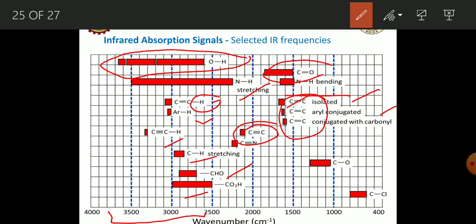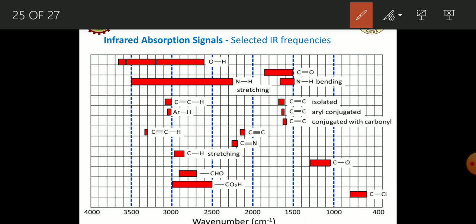In the fingerprint region we have halides, C-Cl, C-F, C-I. This is the fingerprint region. The CO ether group comes around 1000 to 1300. These are the wave numbers of some of the functional groups.